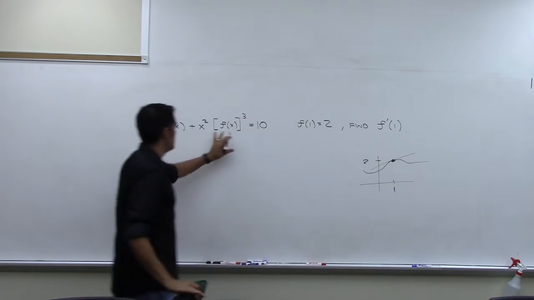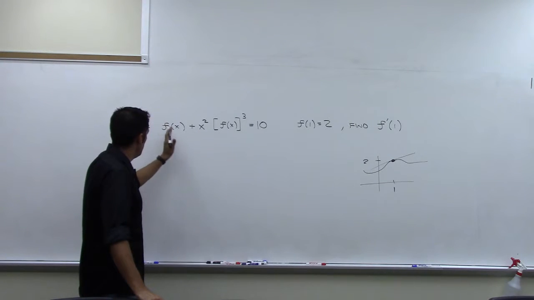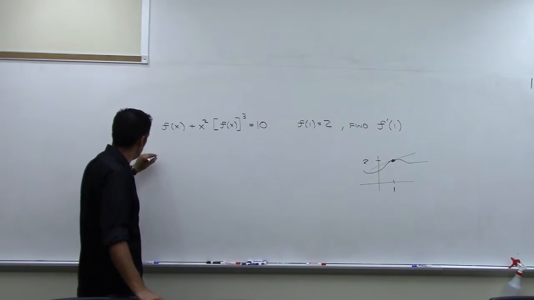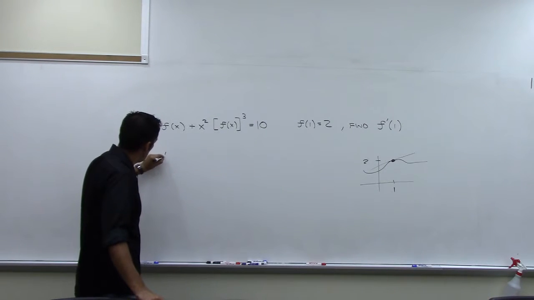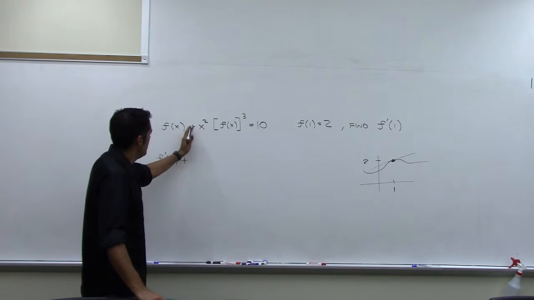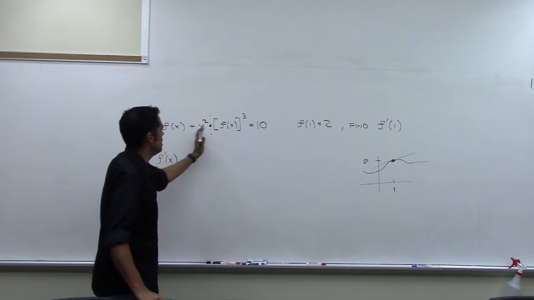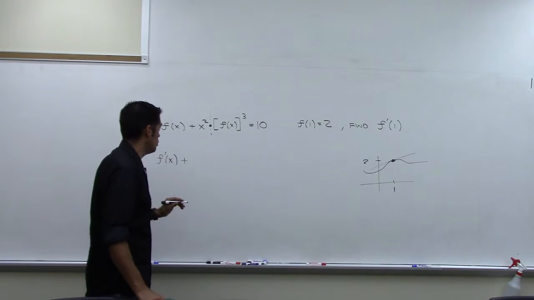So from this, here's what I'm going to do. I'm going to take the derivative, right? I've got f of x. I can take the derivative straight away. The derivative of f of x is f prime of x plus, now this is a product rule right here. That's multiplication between these two things. So I'm going to use the product rule there.